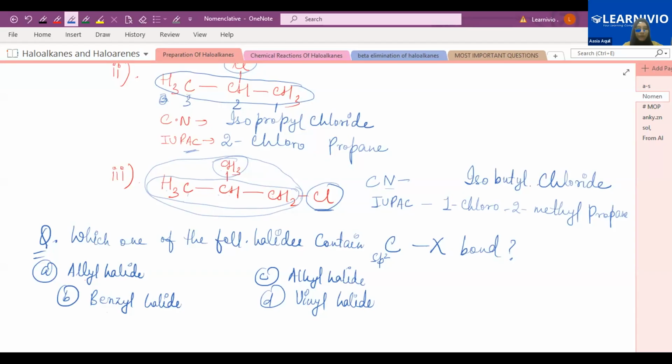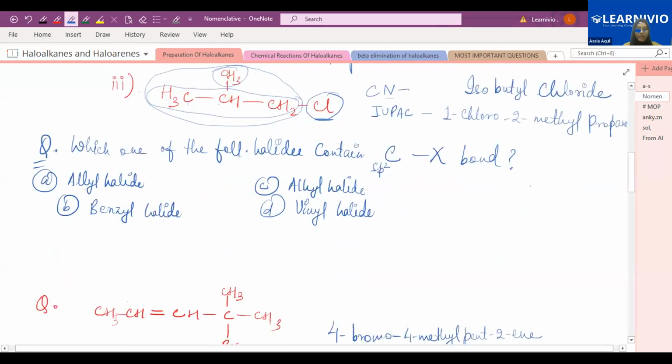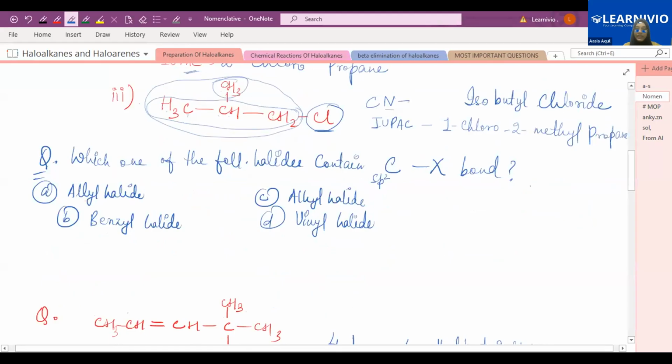Yes, ma'am. Now tell me the answer to this question. Which one of the following halides contains this bond, when the halogen group is attached to an sp2 hybridized carbon? I think we have discussed it in the previous class. Option A, allyl halide. Option B, alkyl halide. C is your benzyl halide. And the fourth one is your vinyl halide.